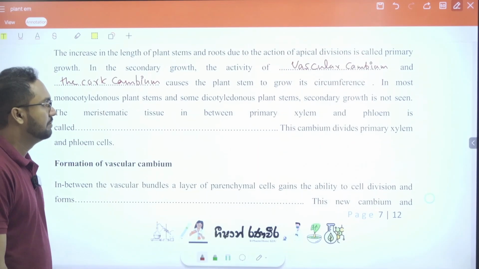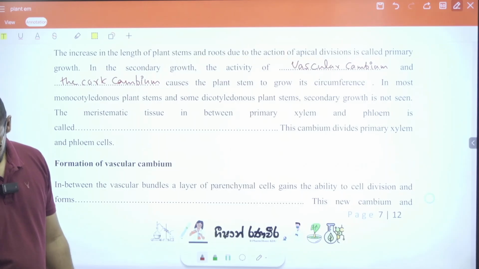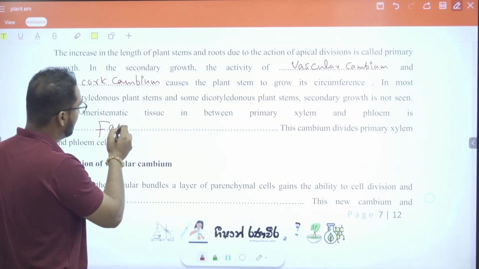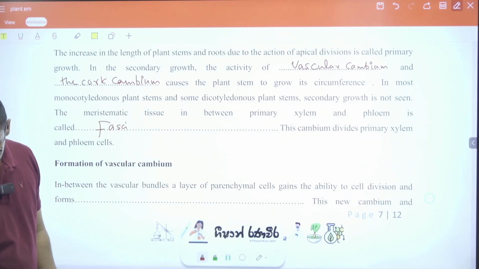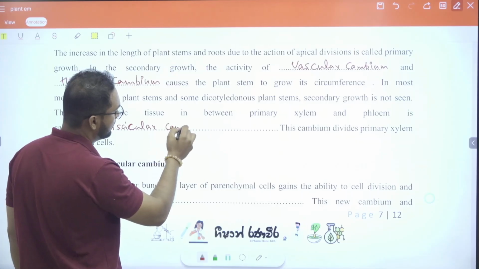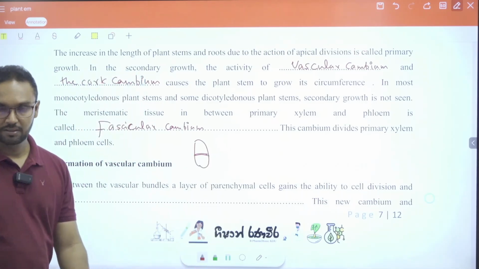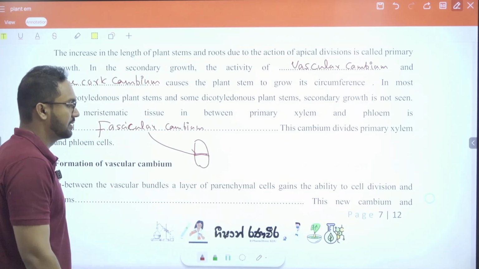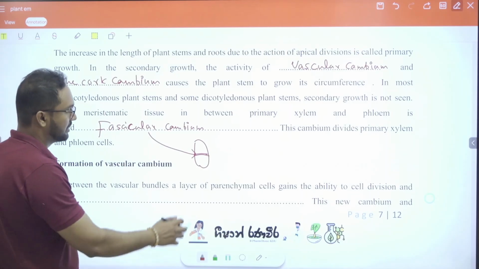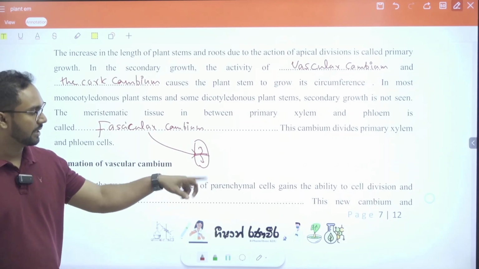In most monocotyledonous plant stems and some dicotyledonous plant stems, secondary growth is not seen. The meristematic tissue in between primary xylem and phloem is called what? Fascicular cambium, right? ඒ කියන්නේ vascular bundle එකේ මැද තියෙන එක. Xylem phloem මැද තියෙන එක. This cambium divides primary xylem and phloems. එතකොට මේ පැත්තට xylems කැපෙනවා, මේ පැත්තට phloems කැපෙනවා. Cells divide කරනවා ඇතුළට xylem, එළියට phloem.